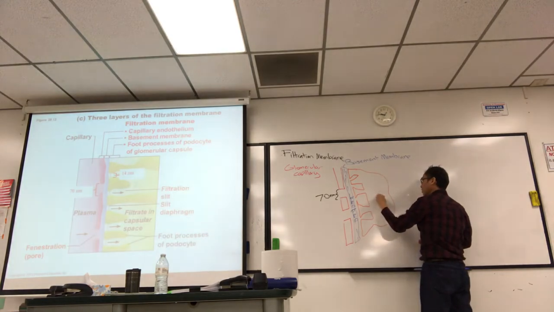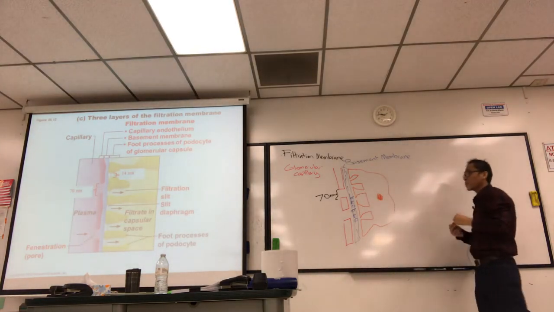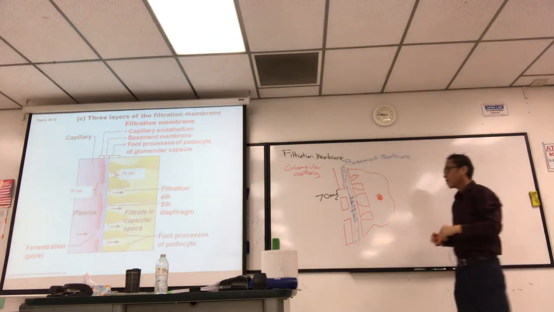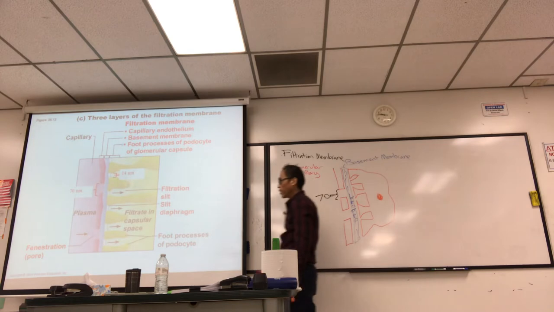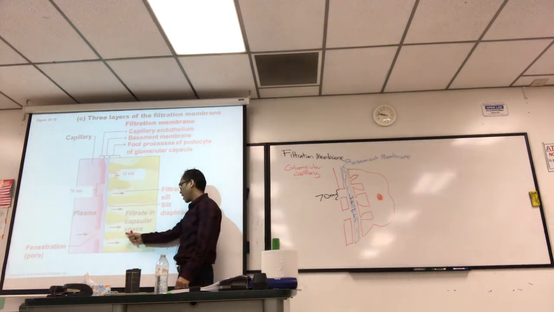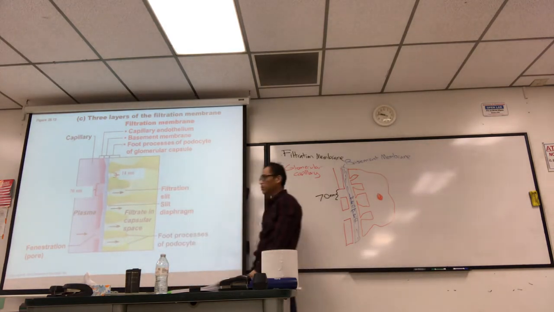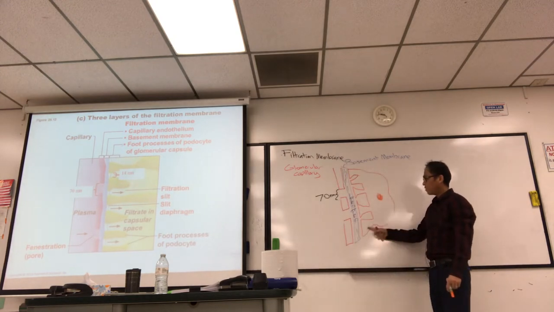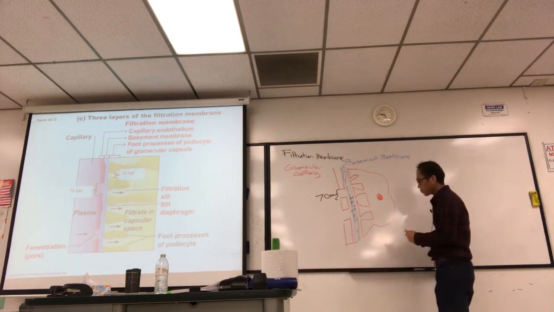I'm drawing the whole cell. They just show the foot processes on the picture. I used to be confused by this picture as a student because I used to think each one of these yellow things was an individual cell, but it's not. It's just a process of a single cell. So one cell, but many foot processes.